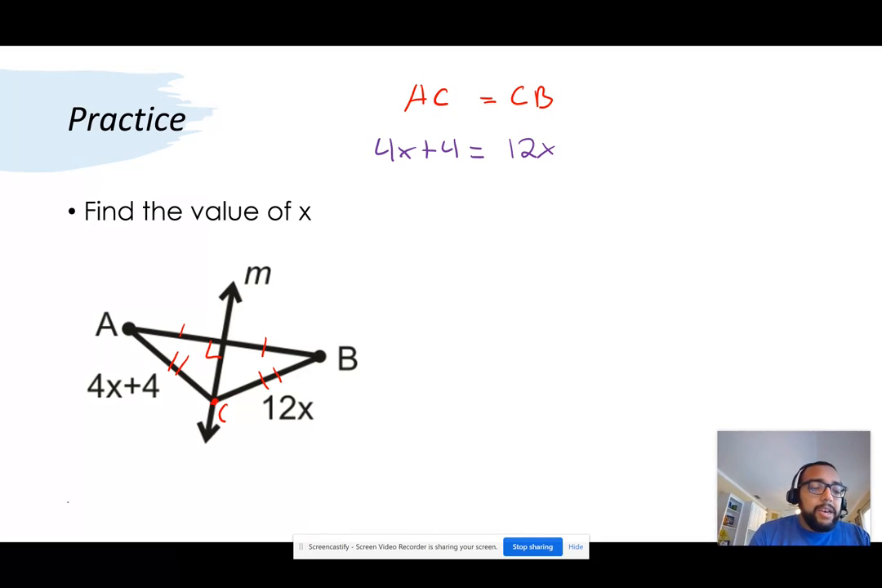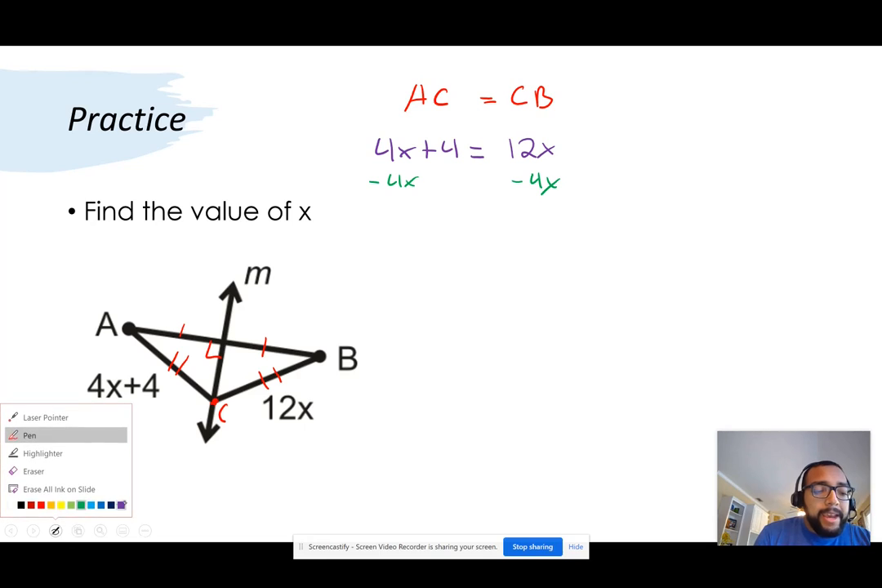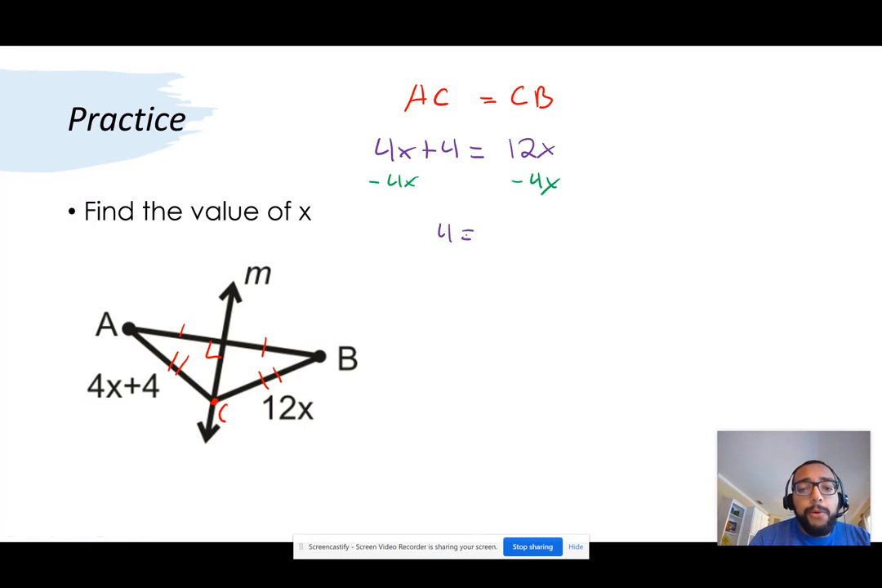And again, we just need to solve for x. Doesn't really matter what we do here in terms of moving x to either side. Just so we stay positive, I'm going to go ahead and move this 4x to this side. And I do that because now I get 4 equals 8x. And then here to solve for x, I'm just going to divide both sides by 8. 4 divided by 8 is the same thing as 1 divided by 2.